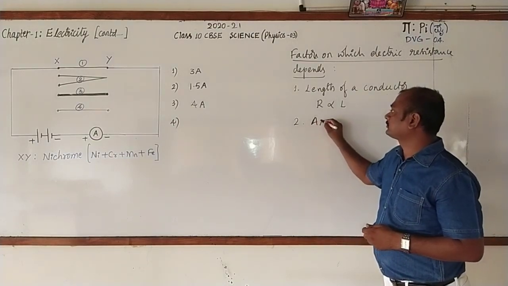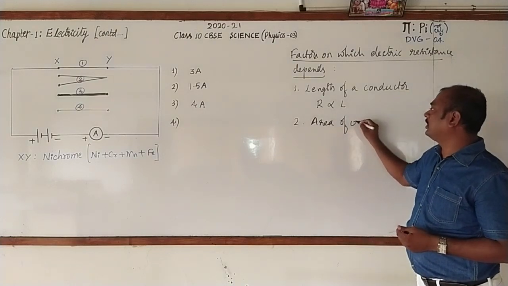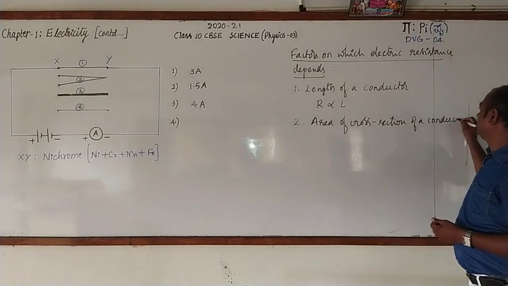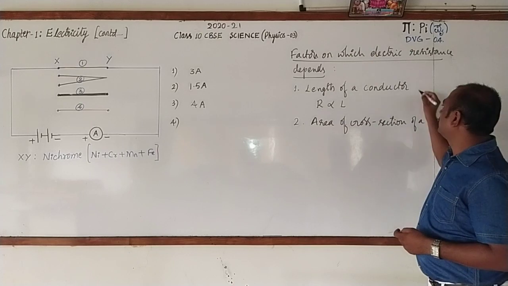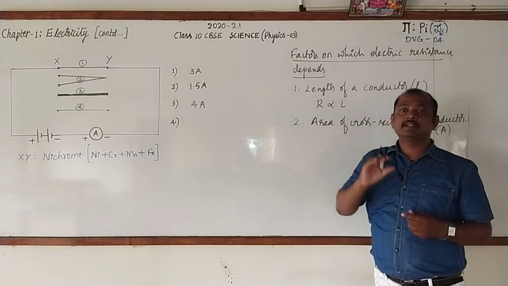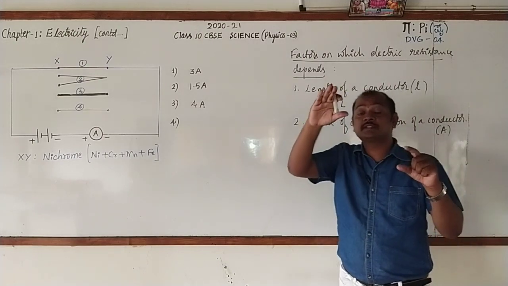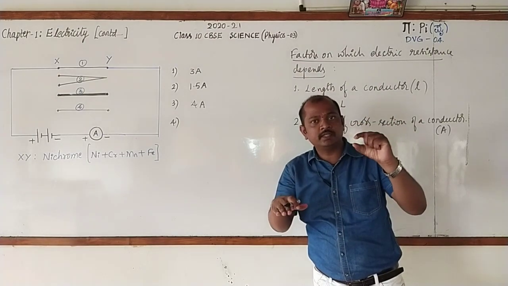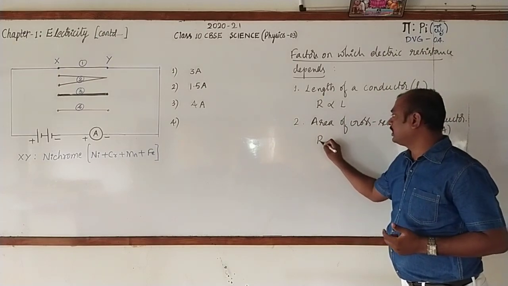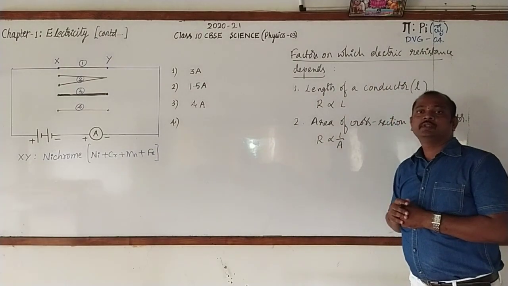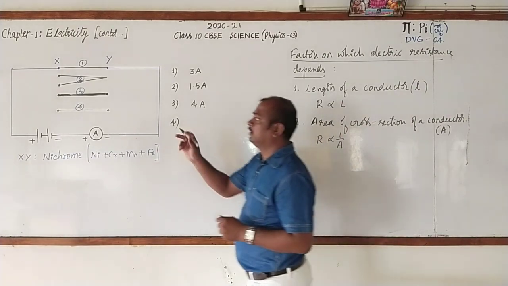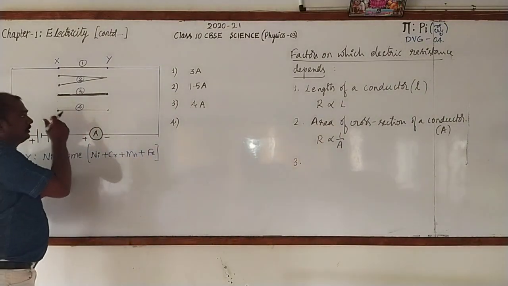That is, thickness is nothing but the area of cross section of a conductor. Area of cross section of the conductor. Let us denote this by A. As the area increases, that means as the thickness increases, resistance decreases. As the thickness decreases, resistance increases. We can write it is inversely proportional. R is inversely proportional to A. Clear?